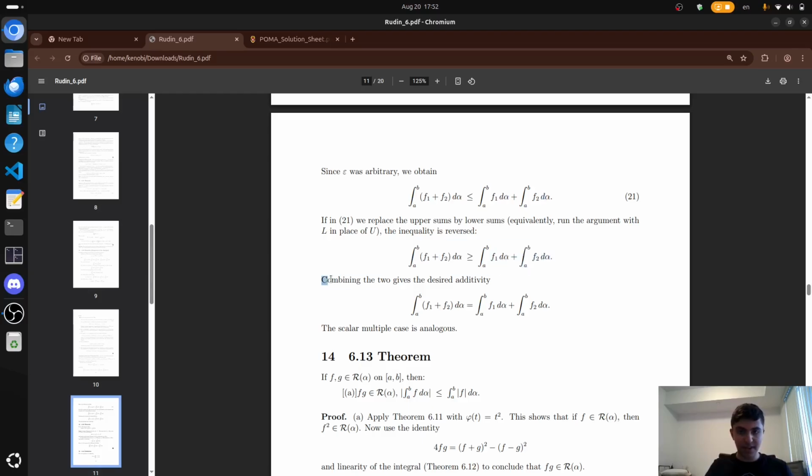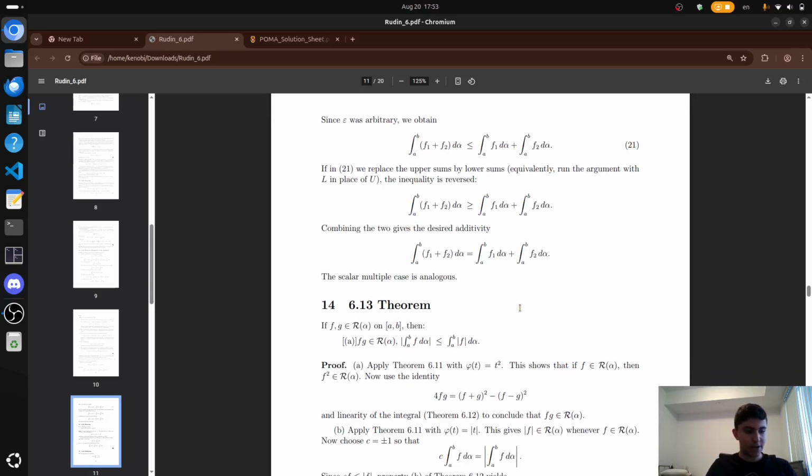So on this side and on this side, and that means the integral of a to b of f1 plus f2 d alpha is equal to the integral of a to b of f1 d alpha plus the integral of a to b of f2 d alpha. Now we have the following theorem.